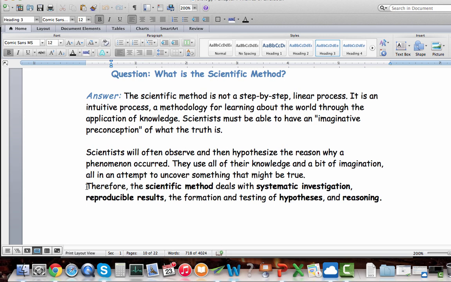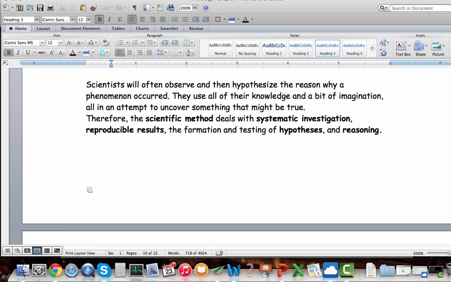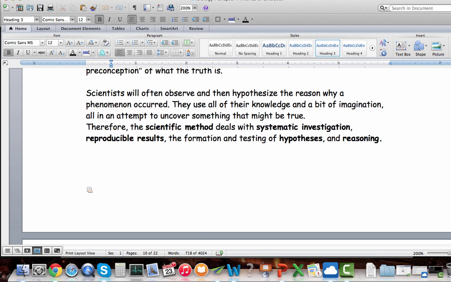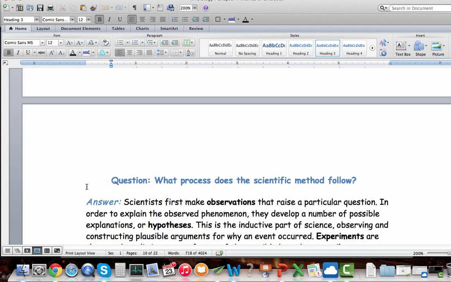They use all of their knowledge and a bit of imagination, all in an attempt to uncover something that might be true. Therefore, the scientific method deals with systematic investigation, reproducible results, the formation and testing of hypotheses which may arrive through intuition, and reasoning.